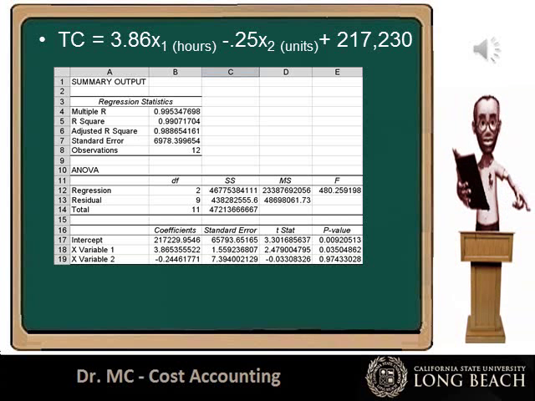If you look at R-square, you see 0.99071704, which is almost the same R-square that we had when we used hours worked as the sole cost driver. So, adding units produced as a cost driver did not add much to our cost function. Moreover, if you look at the t-statistics, you will see that they are now significantly lower than the t-statistics we had with the simple regressions using one cost driver.